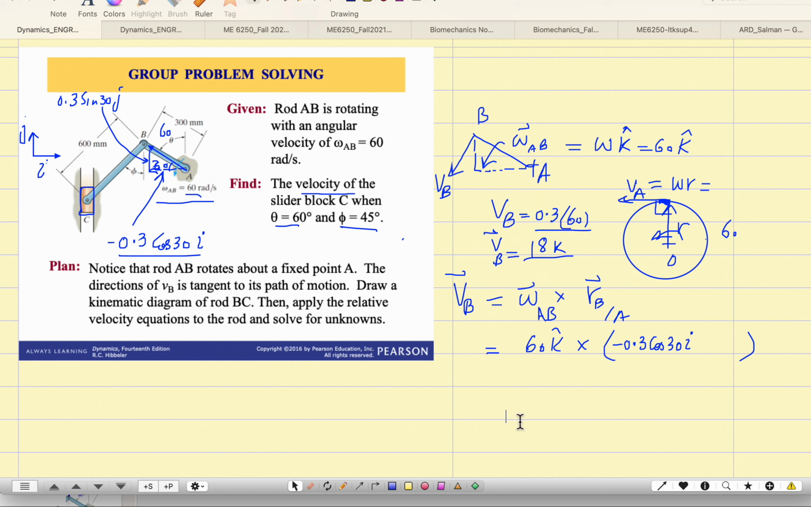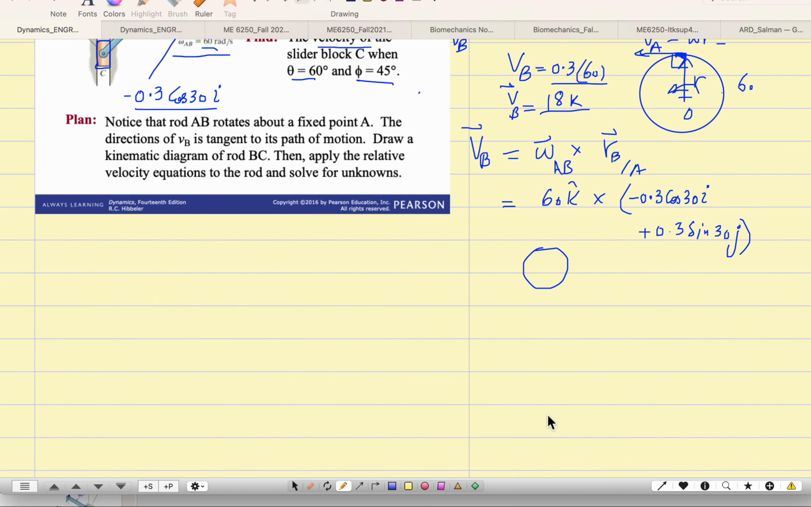Let's see what's the issue here. So let me show you. This is the negative i, and positive 0.3 sine theta. Now let's do the math here. Cross multiply. So I would just make a circle to show you the direction of i, j, k. If you cross i with j, in this case k crosses with i. So k crosses with i is a positive clockwise direction, so you get j. So 60 times 0.3, it is 18.